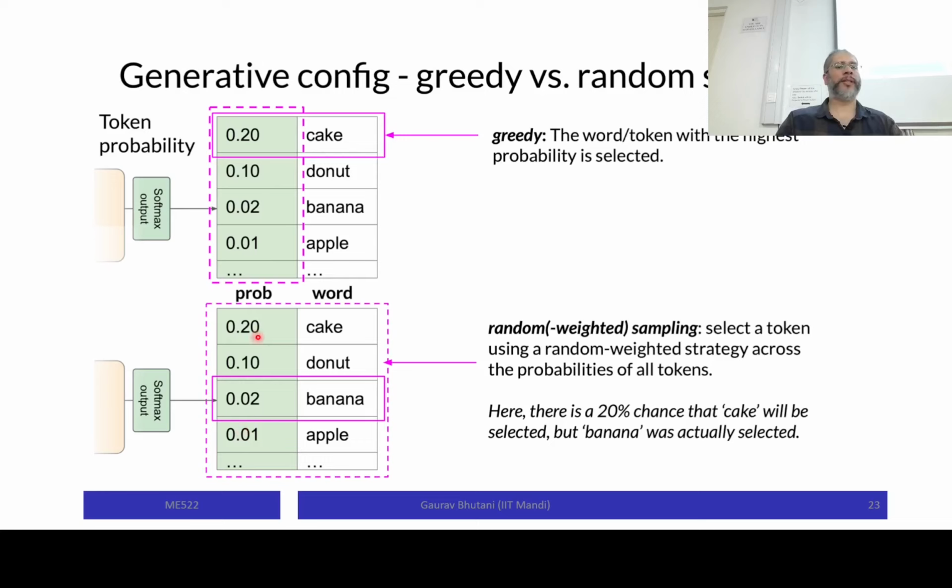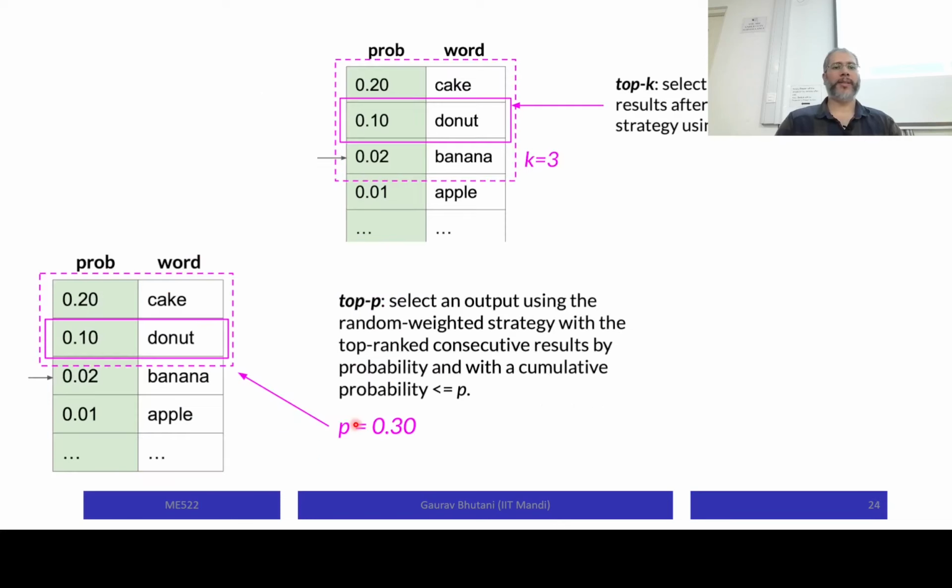From this you can see that there is a 20% probability that cake should be the next word, but there is a 2% probability that banana should be the next word. So now I choose a number between 1 and 100, and I say that if the number is less than 2, then you choose banana. If it is between, let's say, 3 and 10, then you choose donut, and so on. So with the distribution that I have, I can still randomly choose, and there will be 2% cases where banana will get chosen. Even words with lower probability can be chosen at times. This is called random sampling.